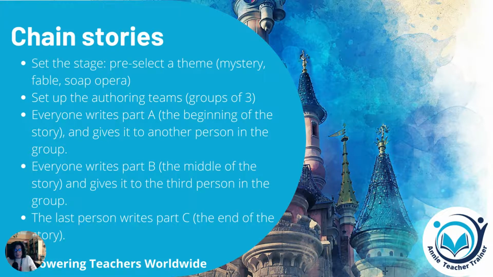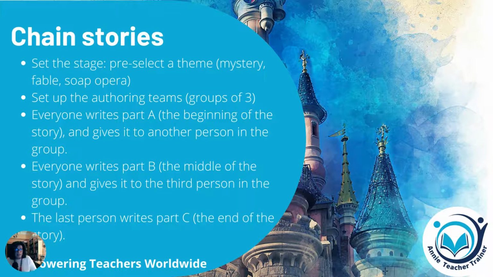So each person in the team has a sheet of paper and writes part A of the story, that is the beginning, and passes the sheet to another person in the group. Suppose they pass the sheet of paper to the person on their right. So now everyone writes part B, that's the middle of the story. When they have finished, they pass it on to the third person in the group.